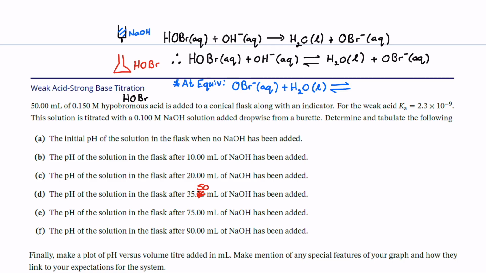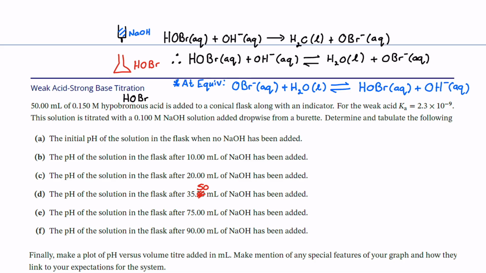At the start, there's more HOBr as we add hydroxide. Once we reach the equivalence point, the OBr minus becomes the dominating species, and so we flip the equilibrium around, and it starts forming HOBr aqueous and OH minus aqueous.